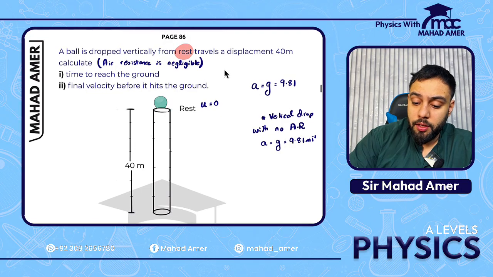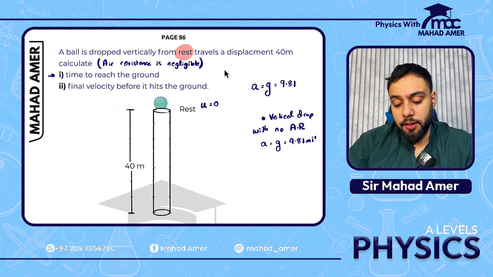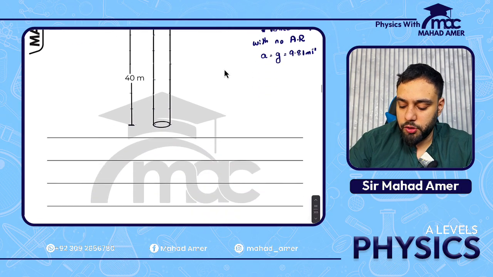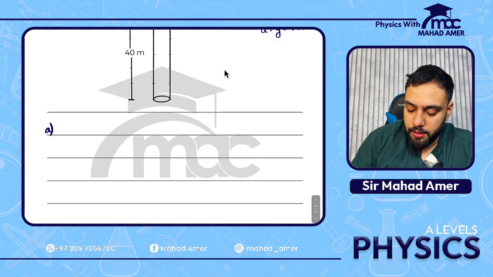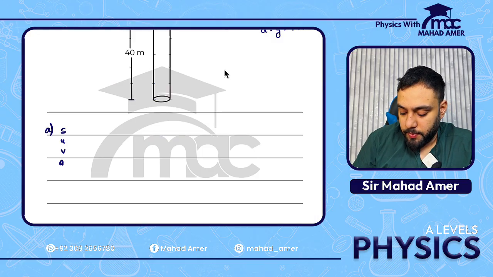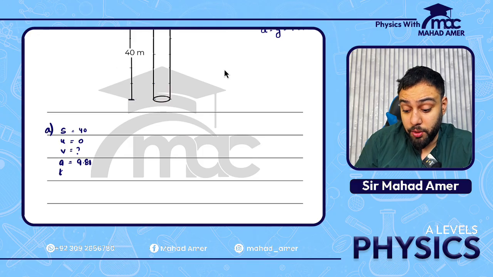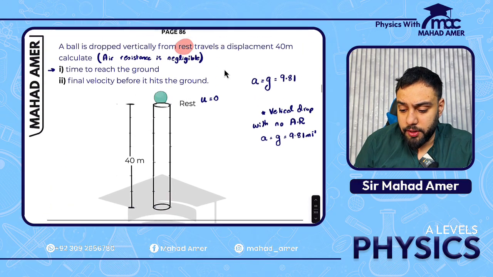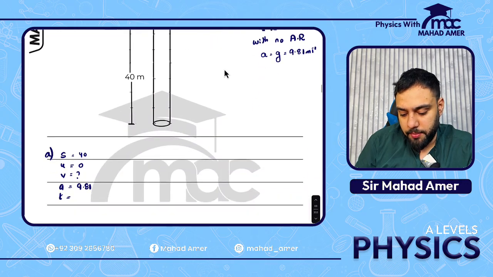All right. First, in one part, I need the time to reach the ground. So I would be using SUVAT. I've got S, that's 40. I've got initial velocity as 0. This is not known. Acceleration is 9.81 because it will be equal to gravity. And time, I need the time.